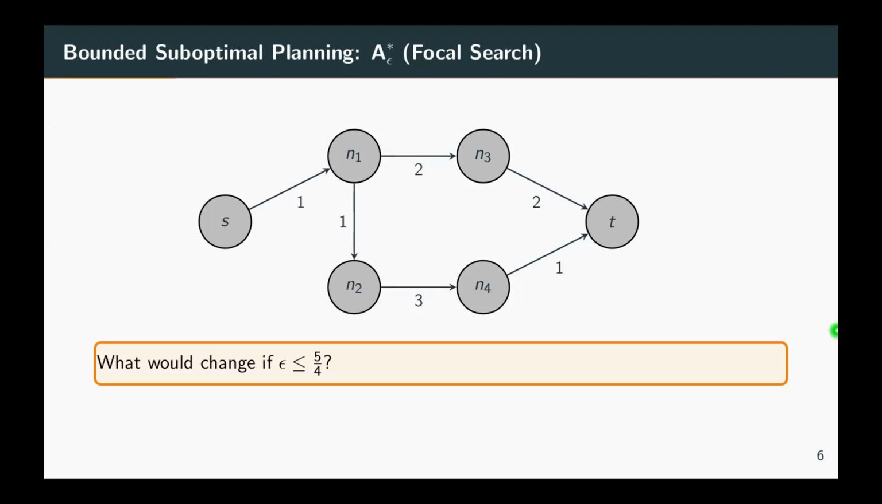Okay, and then I guess the question is, what would actually change here if our epsilon value is smaller than 5 over 4?